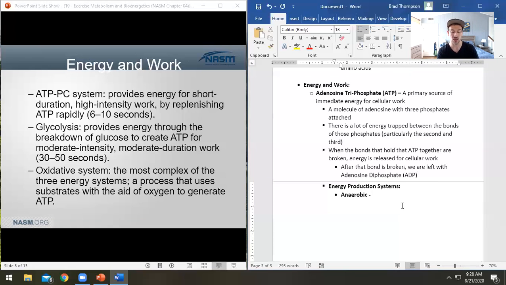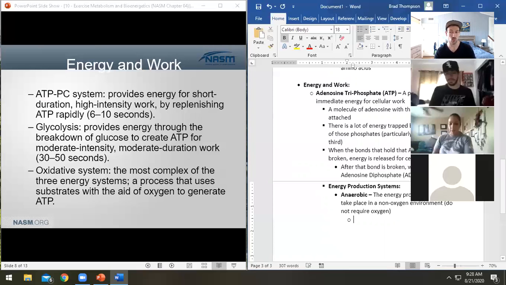And again, these are the energy production systems that take place in a non-oxygen environment, so they do not require oxygen. Sorry, dogs are barking. So that is our anaerobic energies.